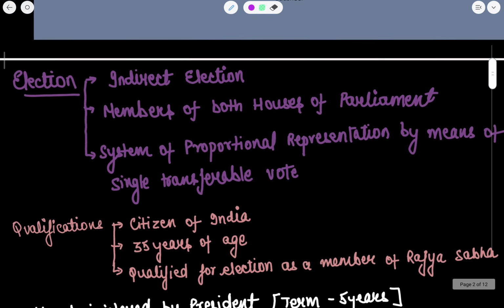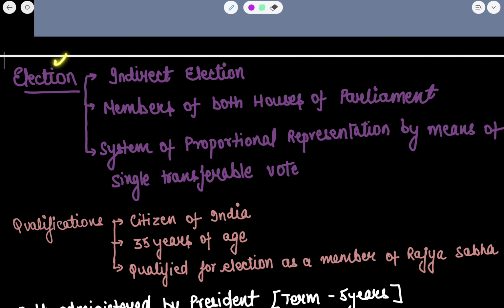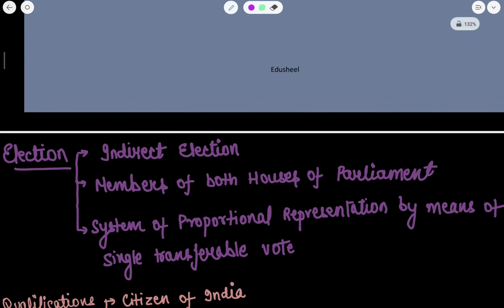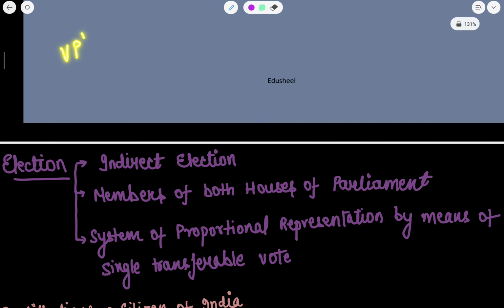Now let us start with the manner of the elections of the Vice President. So the Vice President of the country is elected by indirect elections. Now this indirect election includes the members of both houses of the parliament. Now you will have to note a basic point here, that the election of Vice President is different to that of the President.